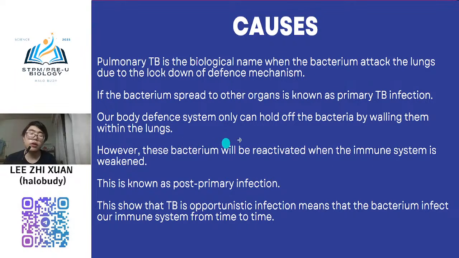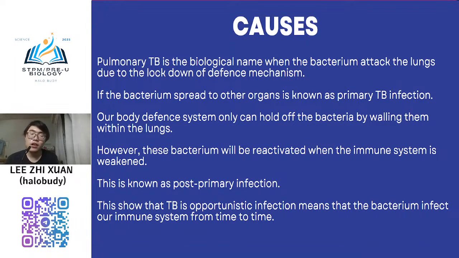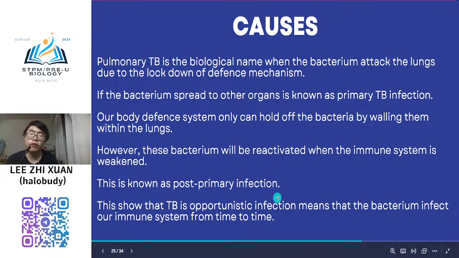So if it is like that, meaning that the bacteria is still in your lung and your immune system cannot kill it. If your immune system is very weak, the bacteria will be reactivated and start to attack other organs. So now you will have post-primary infection. This shows that tuberculosis is an opportunistic infection, meaning that the bacteria infect when your immune system is weak, from time to time.